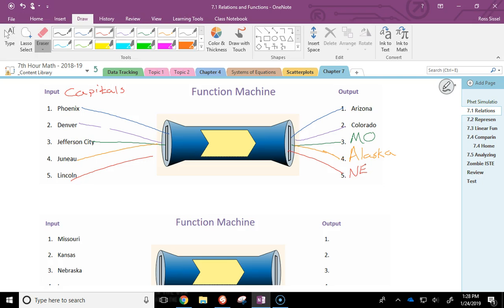On this function that we're looking at, our input only went to one output. An input did not go to 2 different outputs. That's important.